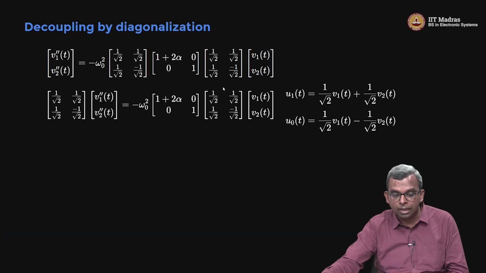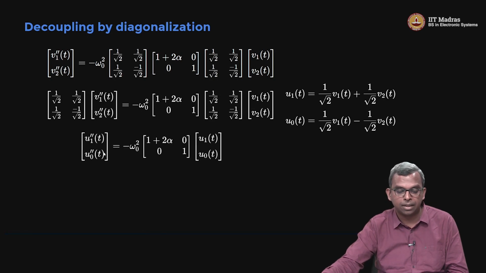So this equation in terms of u1, u0 and u1 double prime and u0 double prime becomes simply this equation, right? So you get exactly the same form here. u1 double prime of t, u0 double prime of t is minus omega naught squared times 1 plus 2 alpha, 0, 0, 1, times u1 of t, u0 of t.